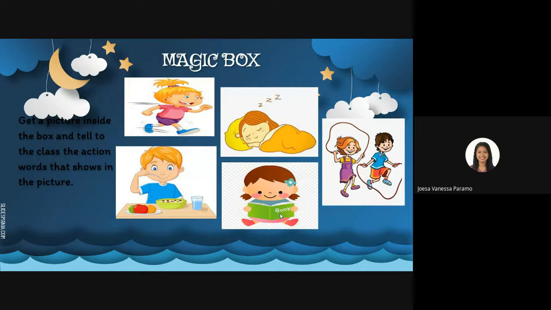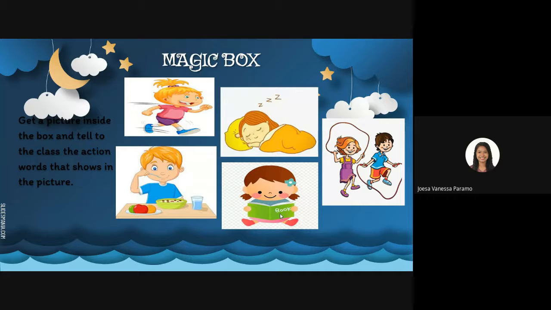Magic box. Get a picture inside the box and tell the class the action words shown in the picture. The first picture is running. Second picture is eating. Third is sleeping. Fourth is reading. And number five is playing.